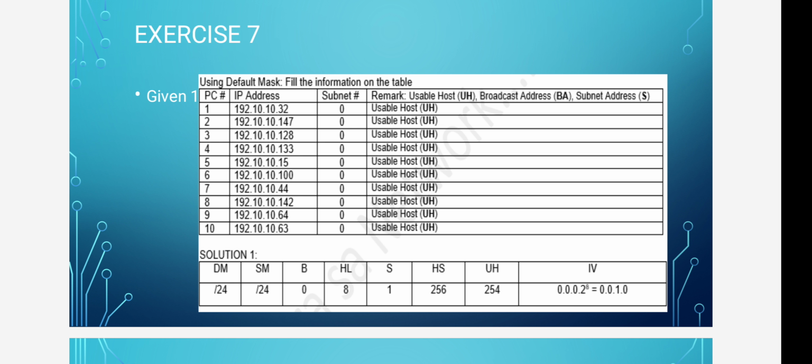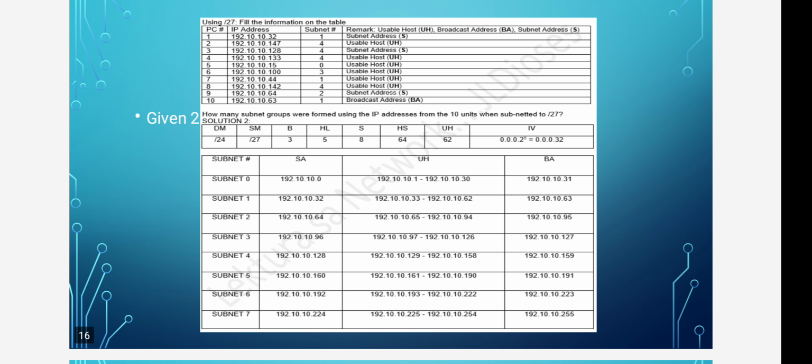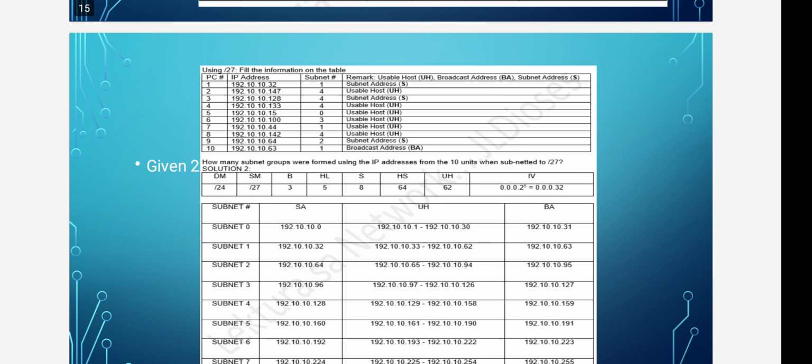Next, as we go on to exercise 7, hanapin lang natin kung usable host ba siya or hindi. Here, lahat usable host dahil default mask pa lang to. Kasi ang default mask ng class C is lahat yan usable host. Pero ang subnet address niya lang is yung dating rule niya na 0 ang host part, tas ang broadcast address niya is 255 yung host part. Next, dito tayo sa given 2. Yung given 2 kasi madami nang nag-iba. Sinubnet kasi siya kasi dash 27 siya.